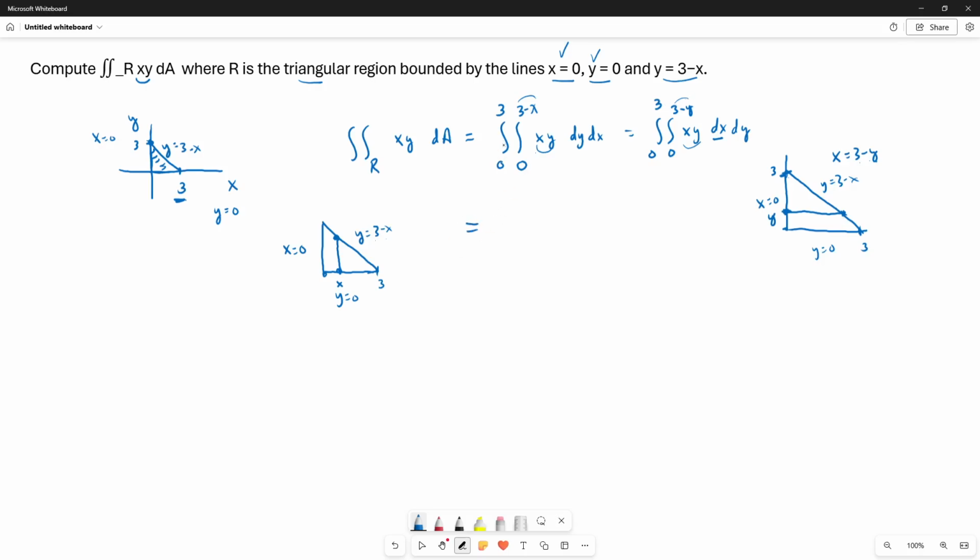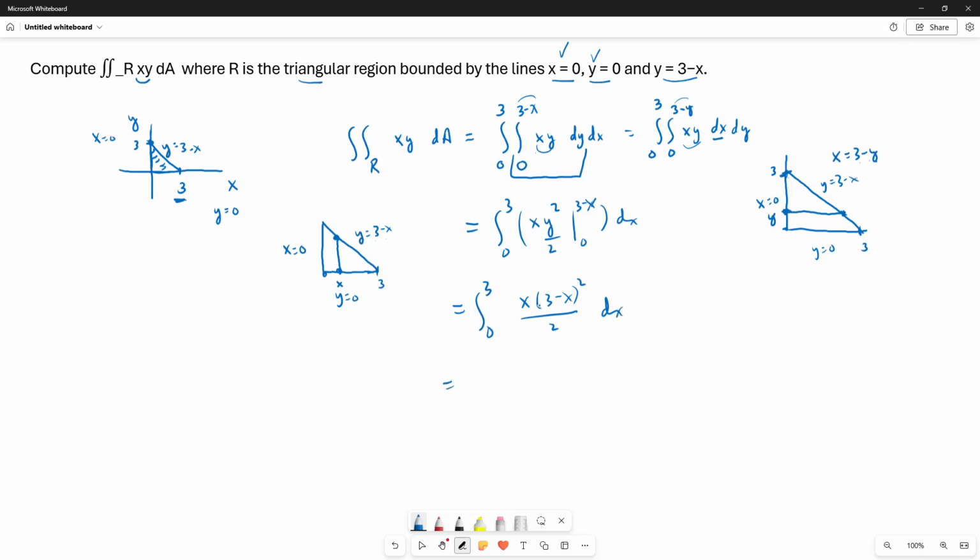So let's just look at the first one. We have the outer integral, 0 to 3, with dx. We're going to calculate the inner integral, which is with respect to y. So we need an antiderivative. The x is a constant. The antiderivative of y is y squared over 2. And we have to plug in 0 and 3 minus x. So we plug in 3 minus x, and we get x times (3 minus x) squared over 2. And when we plug in 0 for y, we get 0.